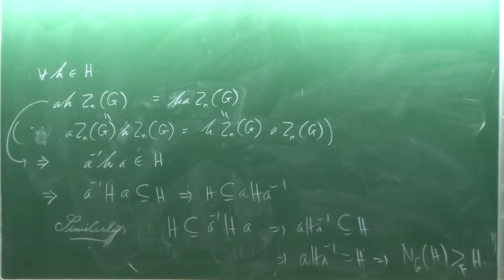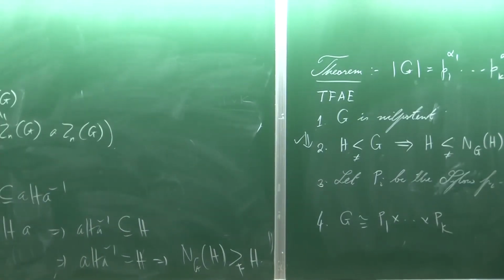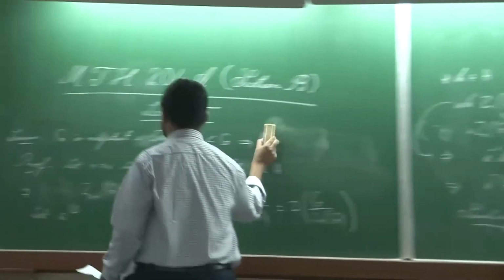Now, from 2 to 3, we have to show that each Sylow P-subgroup is normal.